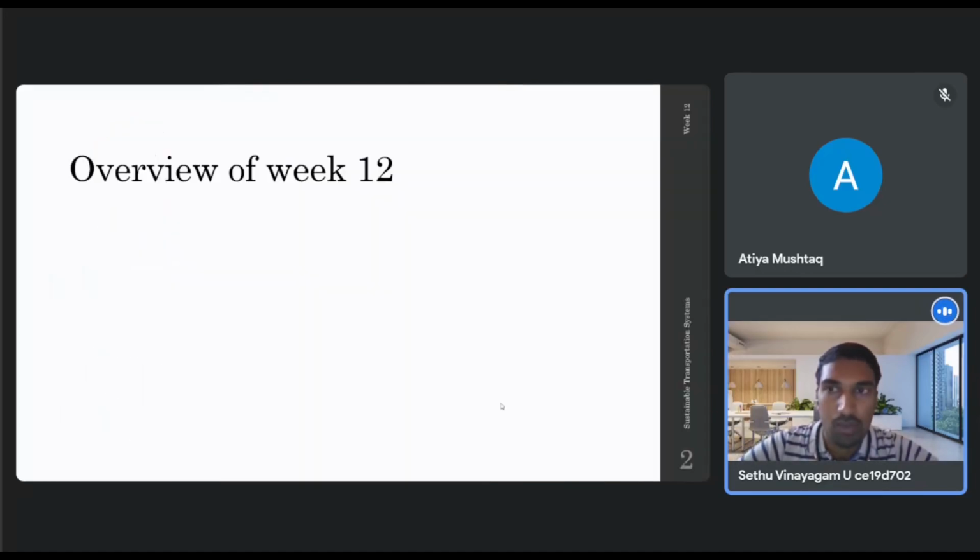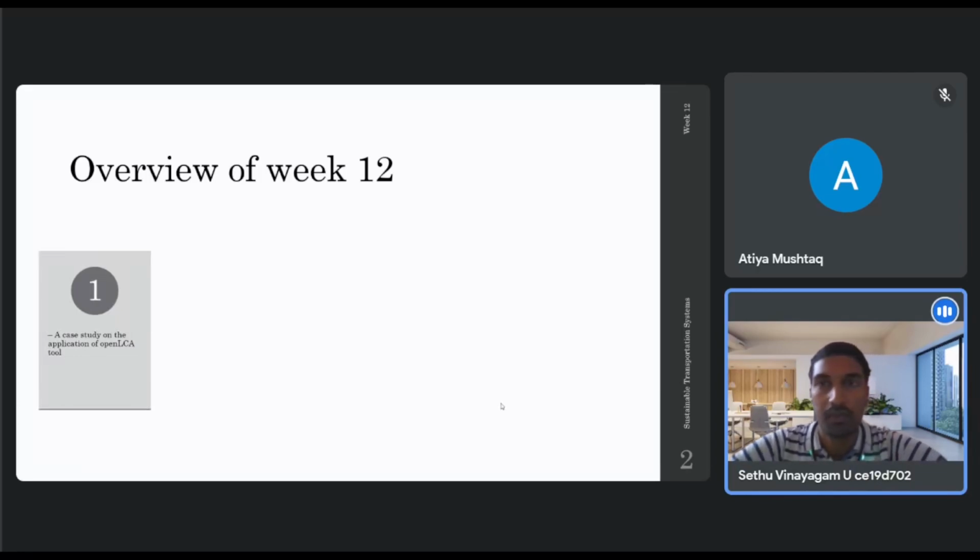Let's start with an overview of the concepts that were covered in week 12. We had 5 lectures in week 12. The first lecture continued from where we left off in the previous one. In the previous week, we concluded with a tool called OpenLCA for conducting life cycle assessment. It was an open source tool, so that was introduced.